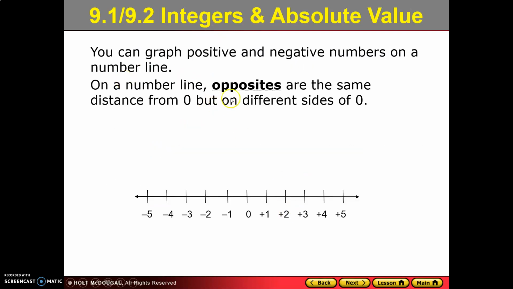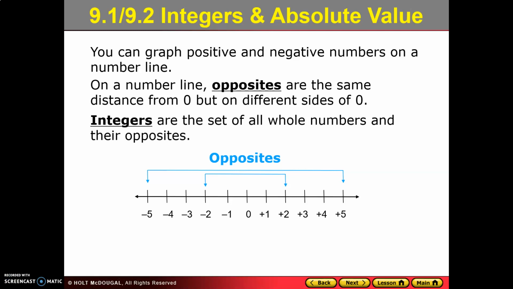Okay, so on a number line, we can find something that are called opposites. And opposites are the same distance from 0, but on a different side. So if you look at 5, the opposite of 5 is -5. The opposite of 2 is -2. You can even start at a negative. The opposite of -4 on the number line is +4. So just the opposite of each other, just what it sounds like.